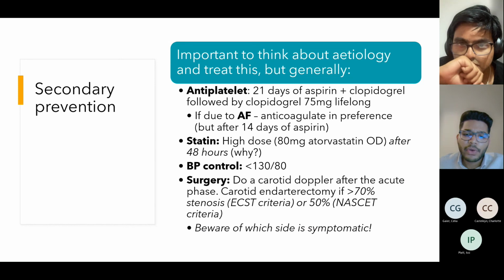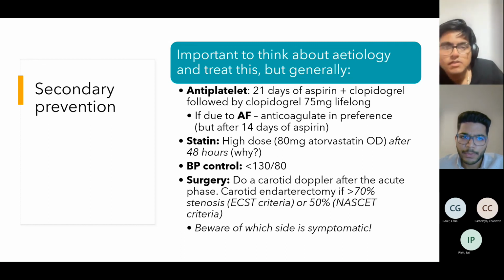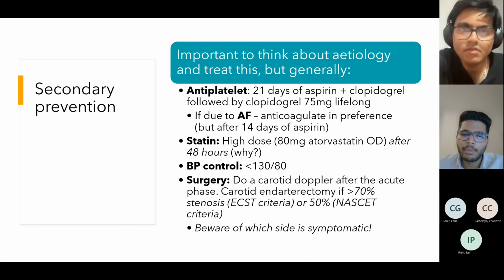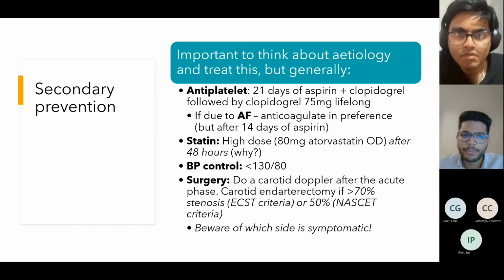So just before I finish up, you've managed the stroke acutely, you found out why it's happened, hopefully. Now you need to prevent them from having another stroke. So you give them, this should be 2 weeks of aspirin, I think, not 3 weeks of aspirin. Well, I'll double check that before I send the slides out. But really what you want to do is give them high dose aspirin, 300 milligrams for either 2 or 3 weeks. I think it's 2 weeks. And then give them clopidogrel 75 milligrams lifelong.